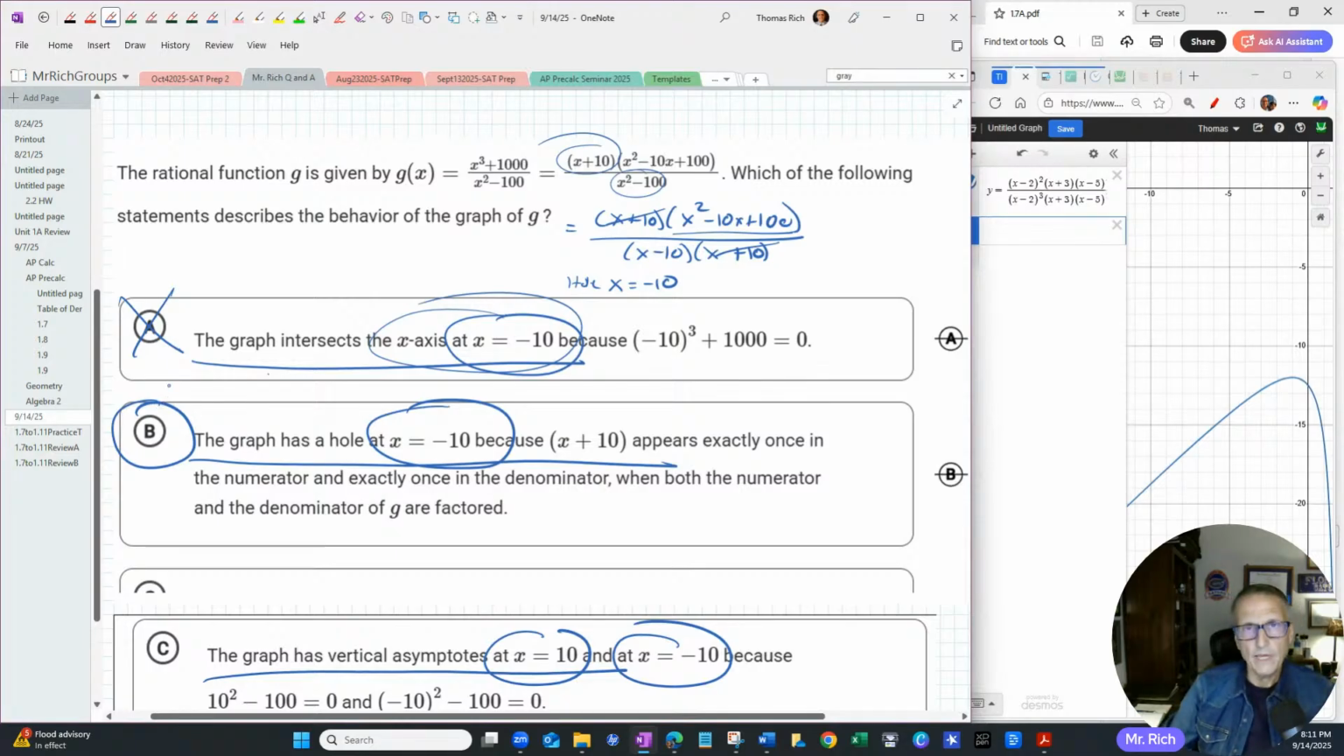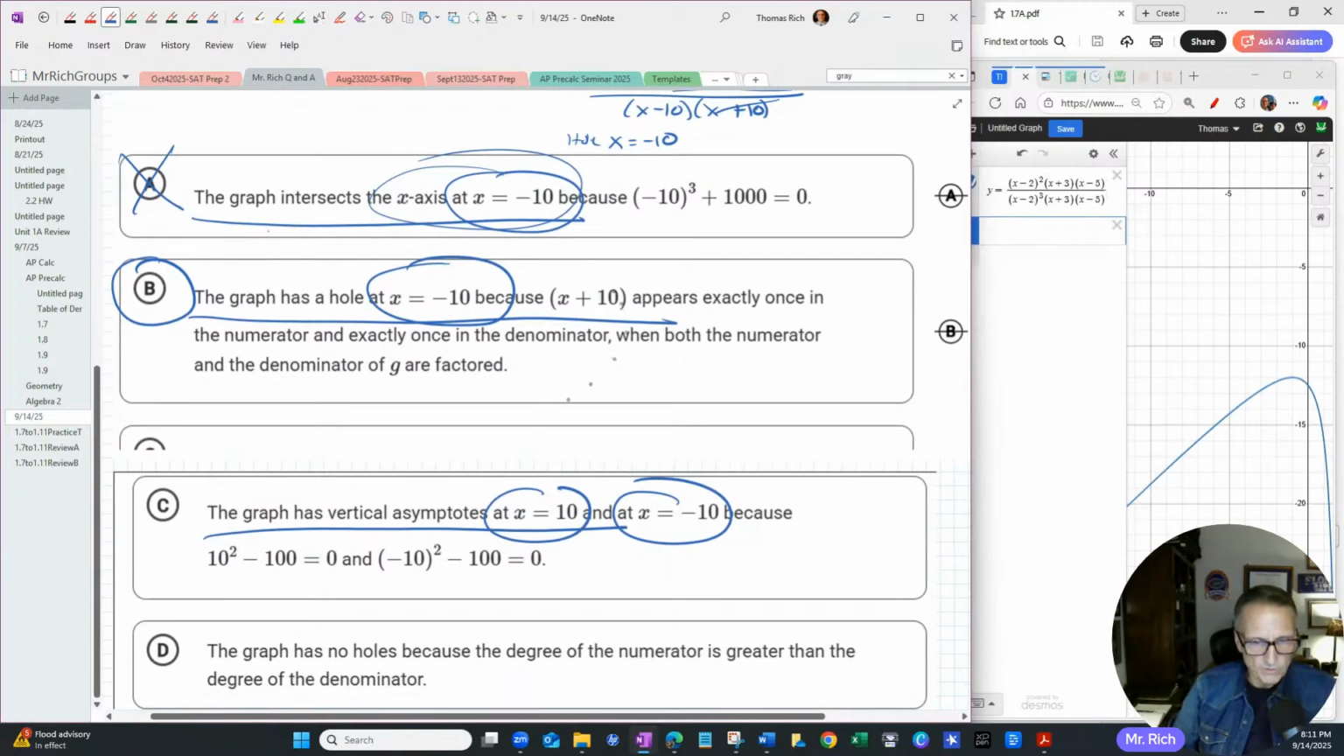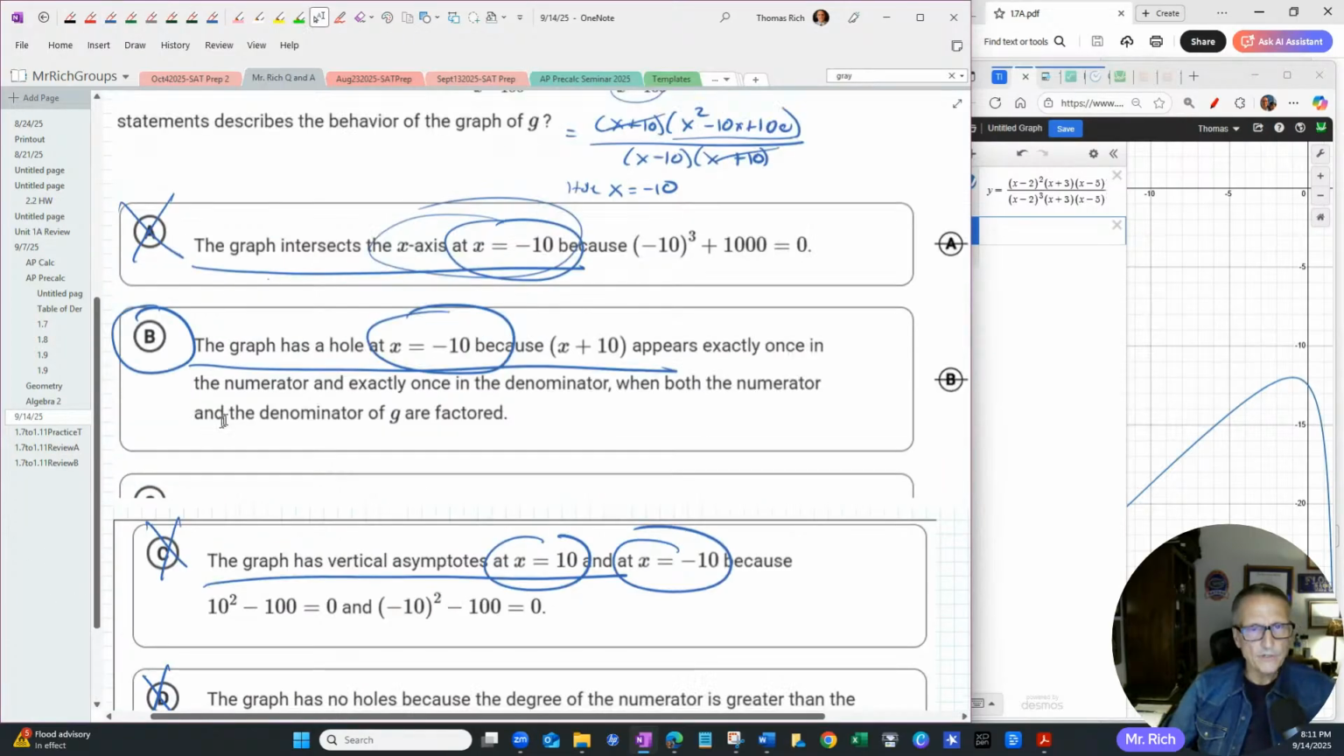But on the AP exam, or on AP questions, generally speaking, multiple choice, pre-calc and calc, consider all of the answer choices. Let's take this all the way down. So we definitely can say C, we do not have a vertical asymptote because the x plus 10 got removed. So C is out. And it says the graph has no holes because the degree. So yeah, that's just a totally false statement right there. So we have answer B.